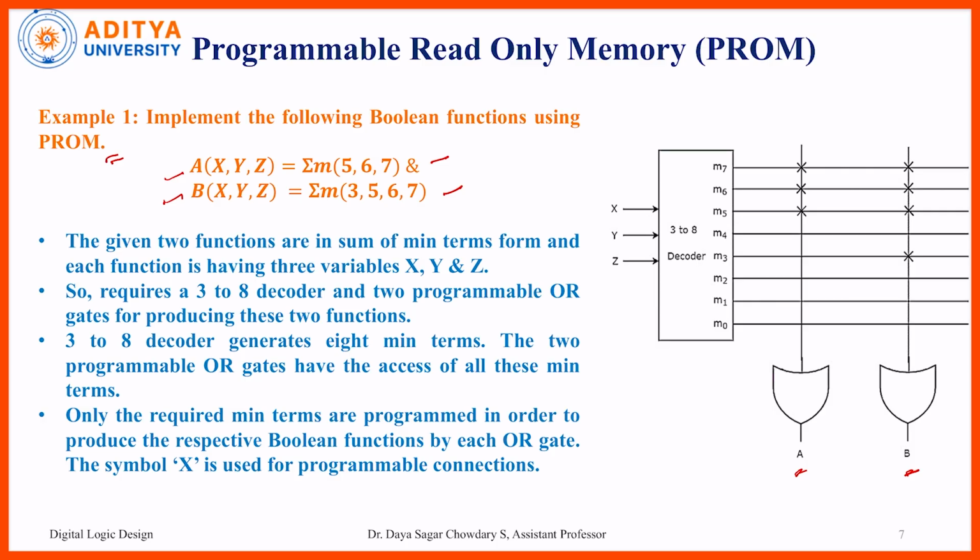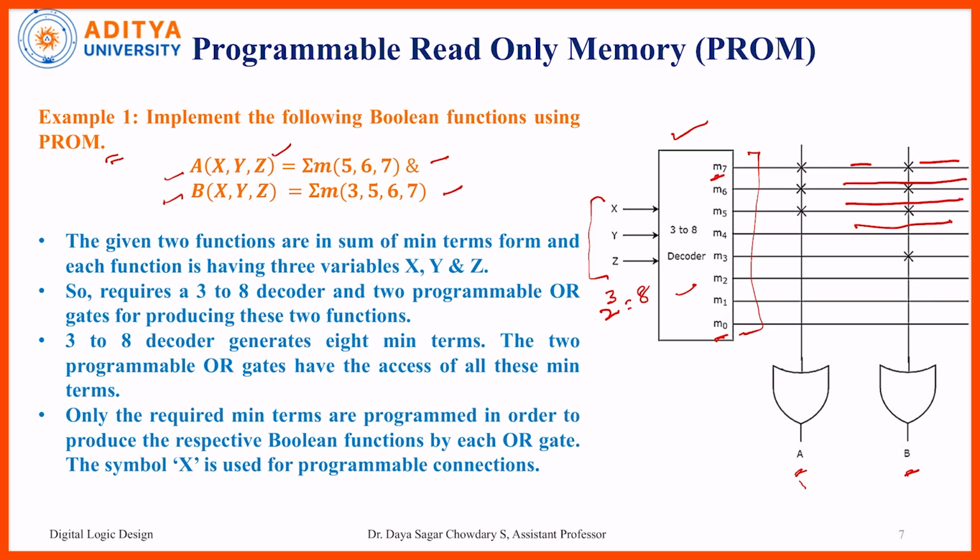Coming to the input side, we can expect one decoder circuit. The question contains x, y, z, that means 3 inputs, so these are the 3 inputs for the decoder circuit. We call this a decoder, that means fixed AND gates. If there are 3 inputs, then 2 to the power of 3, that is a total of 8 outputs, starting from M0 to M7. These are all fixed.